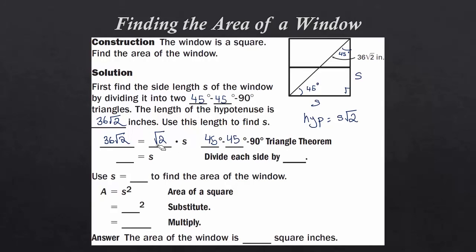Isolate s by dividing both sides by the square root of 2. 36 square root of 2 divided by square root of 2: square root of 2 divided by square root of 2 is 1, and 36 times 1 is just 36. So my side length is 36. Once I know my side length, I can use that to find the area. The formula to find the area of a square is side times side, or side squared. So it is 36 squared, which is 1,296. The area of the window is 1,296 square inches.